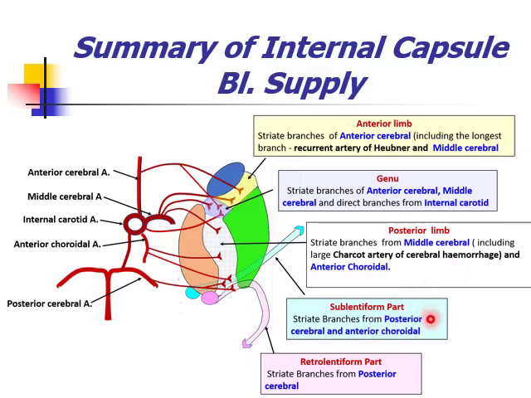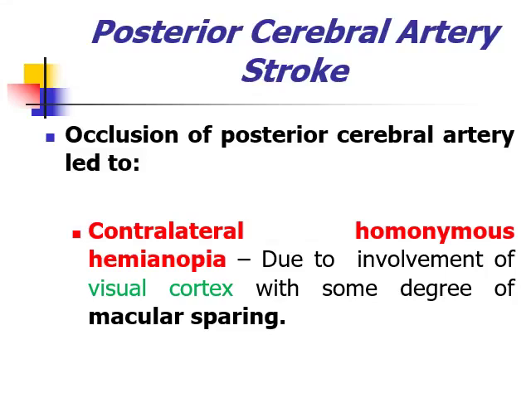The sublentiform part is supplied by the central branches of the posterior cerebral. The retrolentiform is also supplied by the central branches of the posterior cerebral. An obstruction of blood flow in the posterior cerebral artery would lead to a stroke involving the occipital loop. The occipital loop is the area that harbors the visual fields and the visual cortical area.